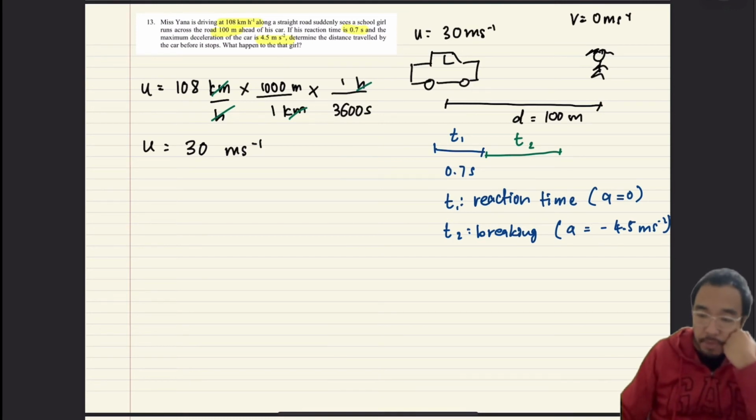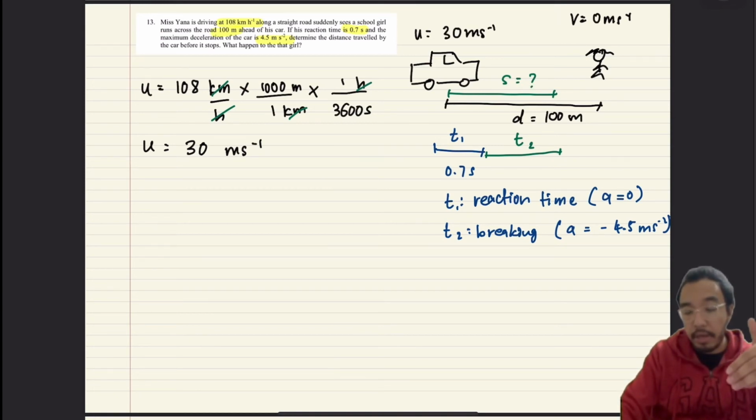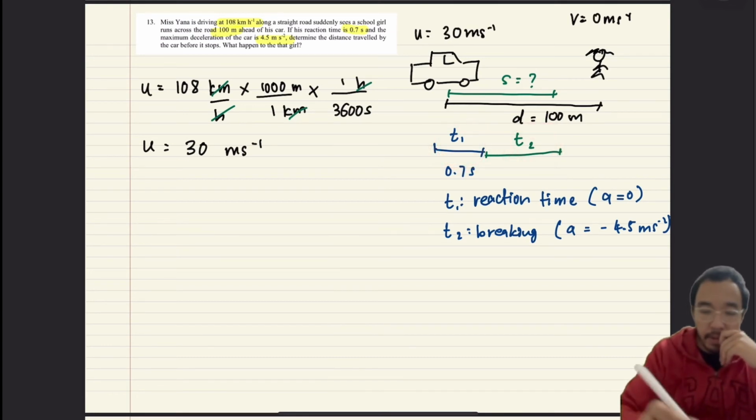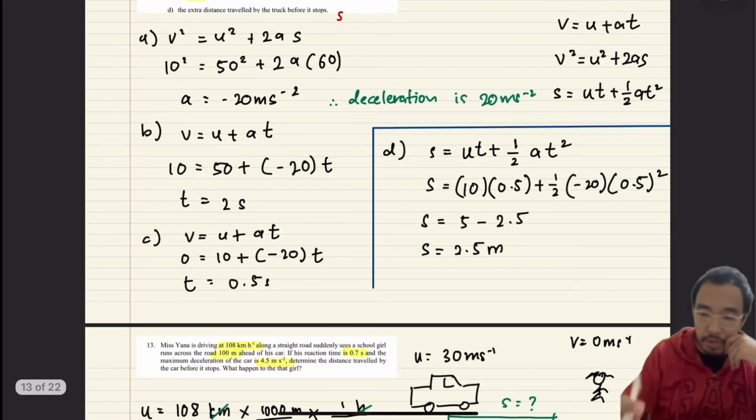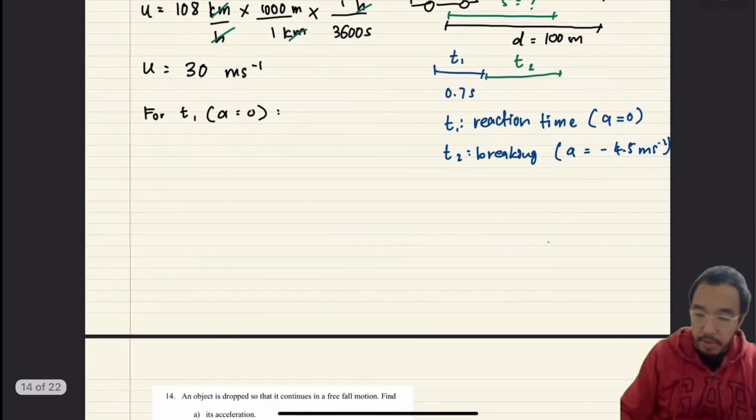Okay, now the question is that if you want to determine whether the car will reach the girl or not, you have to determine the distance it took. So basically, the question will need you to find S, the distance it took, whether before or after the girl. So I'm going to divide into S1 and S2 with respect to these two times. For T1, when A is equal to 0, for the distance it traveled, again, you can copy out the equation over here so that it is easier for you to choose. I'm going to put it over here.